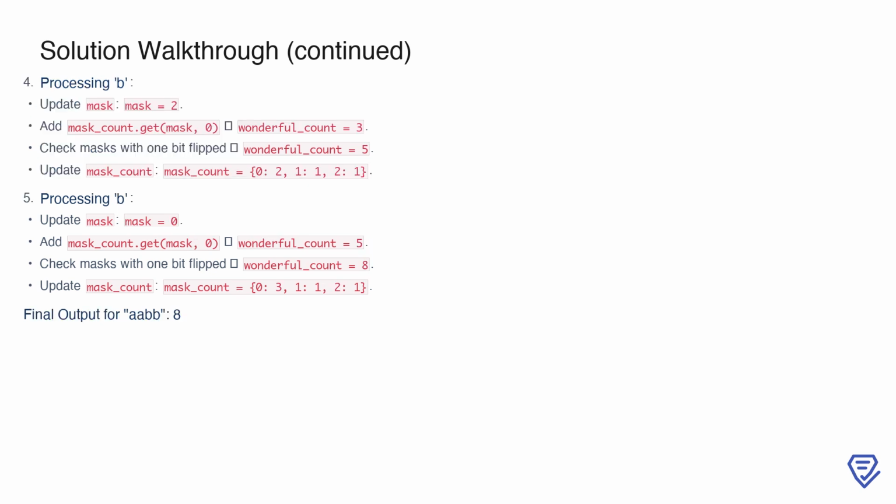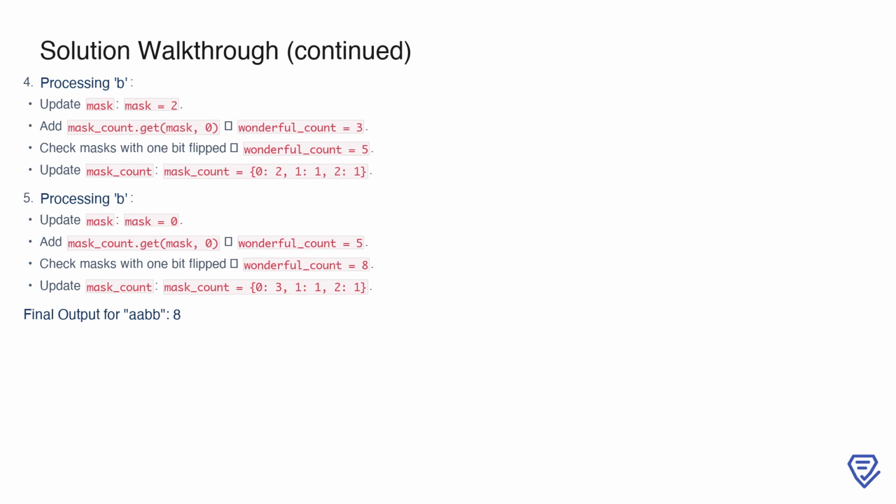Next, we process the third character, b. Flipping the bit corresponding to b updates the mask to 2. This mask hasn't been encountered before, so adding it to wonderful_count doesn't change the count. Checking masks with one bit flipped, toggling the bit for b back to 0 gives a mask of 0, which has been seen twice in mask_count. This contributes 2 to wonderful_count, bringing the total to 5.